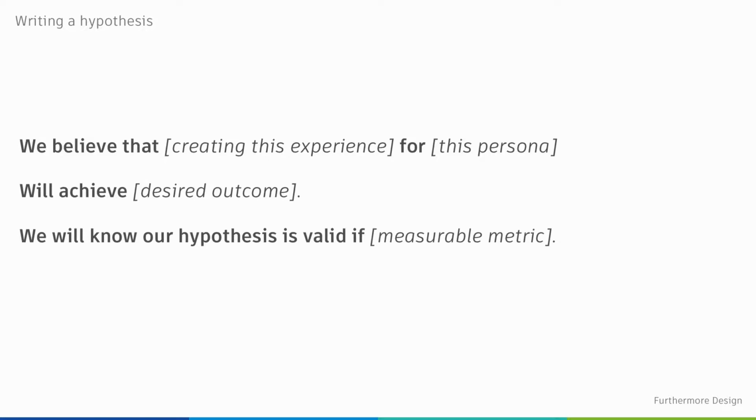So this is a little template that I've come up with. You'd word it as such: We believe that creating this experience or building this feature, this thing, this is where you put your assumptions, for this persona or customer will achieve this desired outcome. This is where you put what you want the user to do, or what you think the user is going to do. And this is the important part: we will know our hypothesis is valid if, and then you put in a measurable metric. You need to have some measure to say whether this is successful or not.